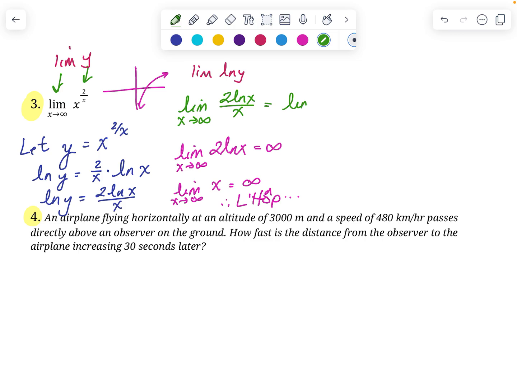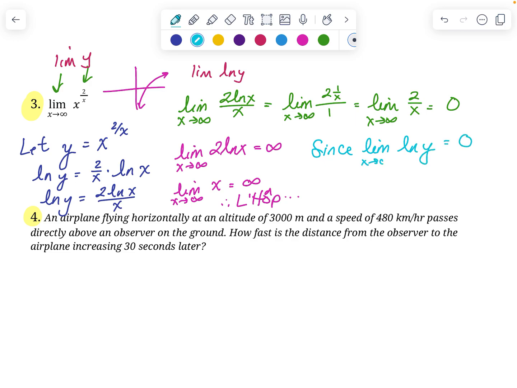Here I am applying L'Hopital's rule now. So I'm going to take the derivative of the top and the derivative of the bottom. This is the limit of 2 over x as x approaches infinity, which itself approaches 0. And now I need a concluding sentence. Since the limit of natural log of y equals 0 as x approaches infinity, we can deduce that the limit as x approaches infinity of just plain y is going to be e to the 0. It's this exponent on an e because this was based on natural log, and that answer will be 1.